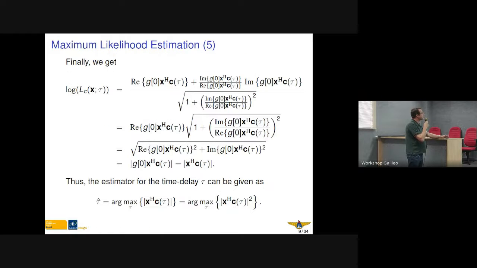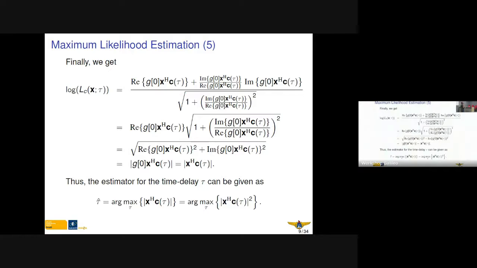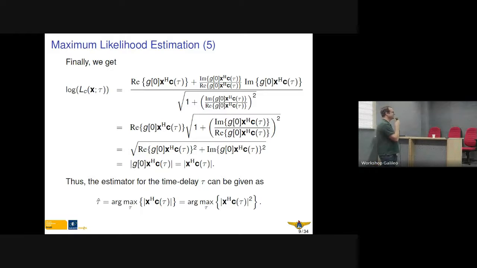So let's keep on working. We can now include again this ratio for psi, because psi is equivalent to minus the imaginary part divided by the real part of G0 x Hermitian C of tau. Can include that again. And after some reformulation, finally and thankfully, we arrive at something very simple, which is that the concentrated log likelihood function is equivalent to the absolute value of x Hermitian C of tau. After so much work, this is a great relief that we have a nice result.